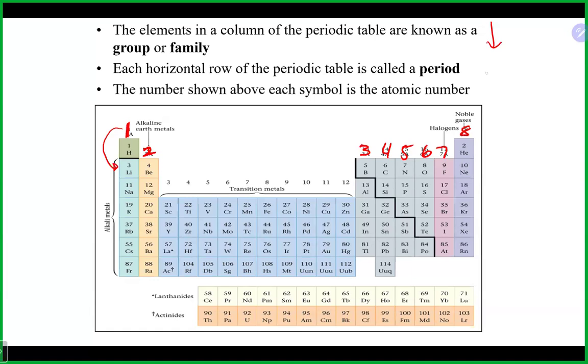And a period going kind of left to right. There are 7 periods: 1, 2, 3, 4, 5, 6, and 7. So there are 7 periods going left to right on the periodic table. Ideally on the big ones, they don't usually put the numbers there, but there are 7 up there.